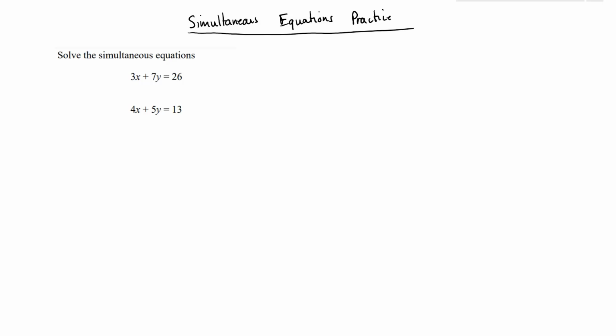So if you remember, in the revision video we had 4 steps. The first step was to make one of these coefficients the same. I said it's up to you which one you want to do. Both of them are completely fine. In this case, I'm going to choose to make x's the same. And in order to do that, I have to multiply everything in the top by 4 and everything in the bottom by 3, since the lowest common multiple between this 3 and 4 is going to be 12.